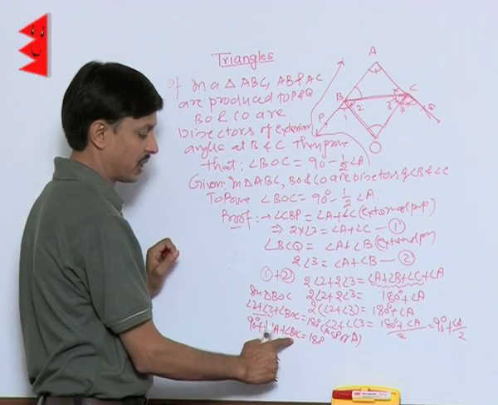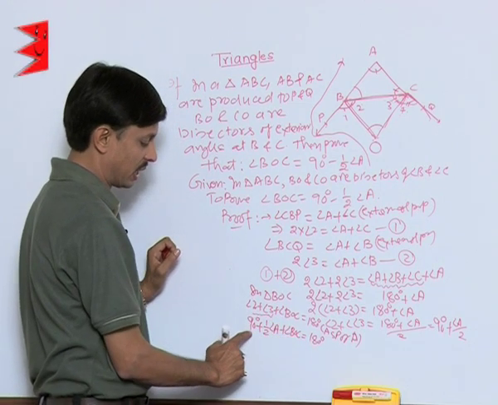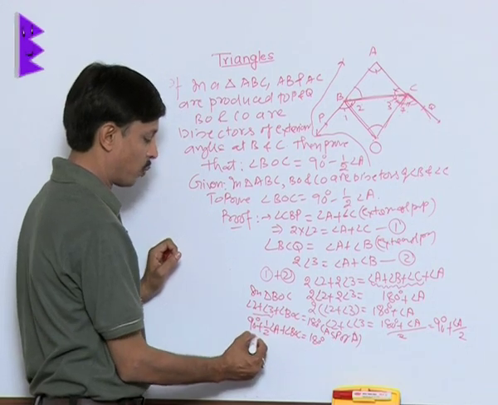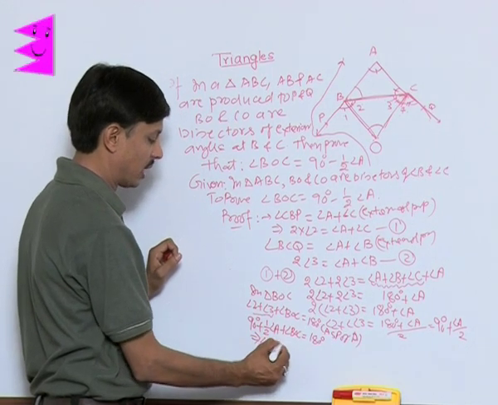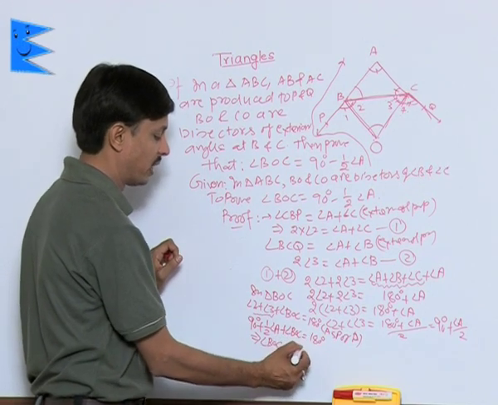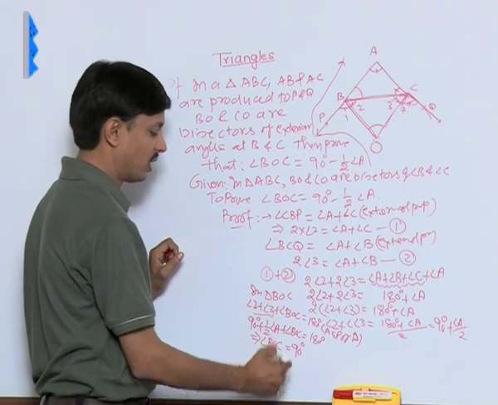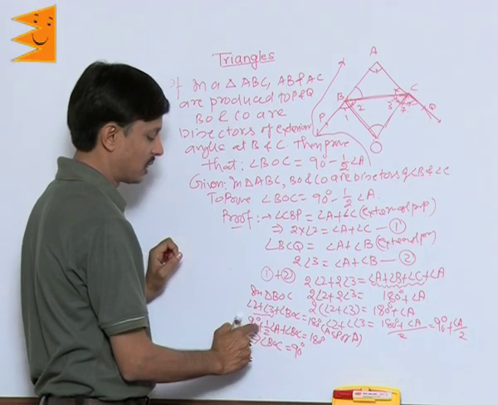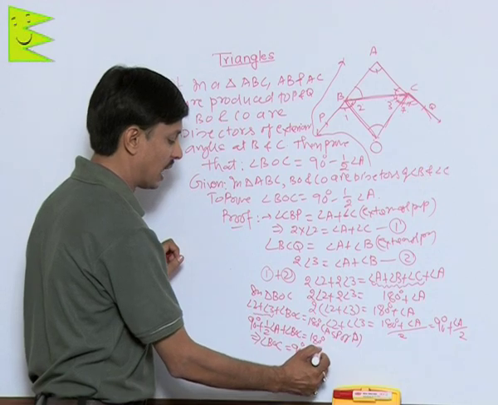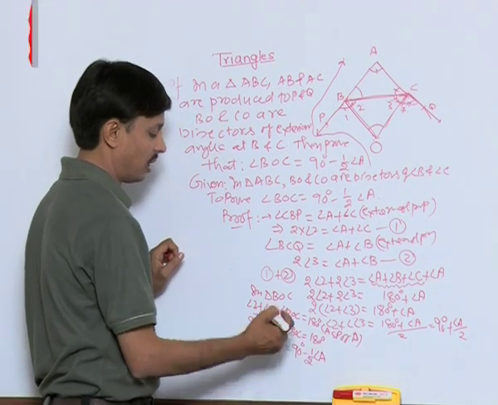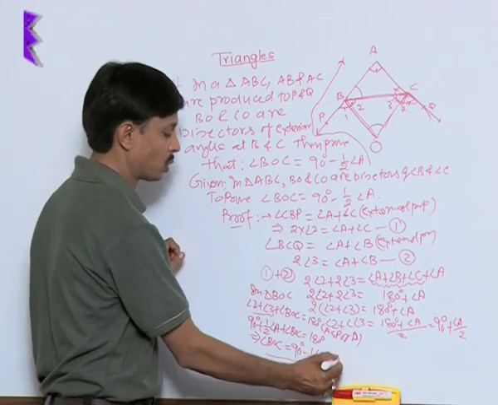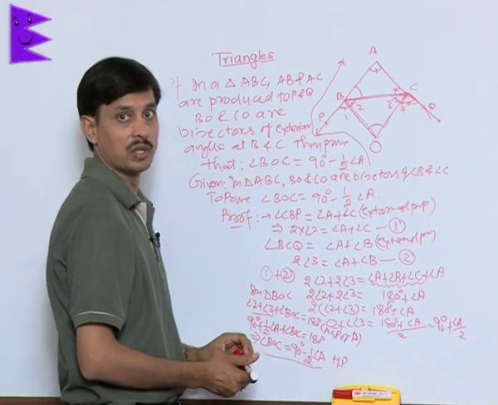But I want to extract angle BOC, so I need to transfer 90 degree and half of A to the right hand side. So what implies this? Angle BOC is equal to, when 90 is subtracted from 180, it will give us what? 90 degree. When plus half is transferred from LHS to RHS, it will be half of angle A negative. This is the required result we want to show. This is one of the important questions.